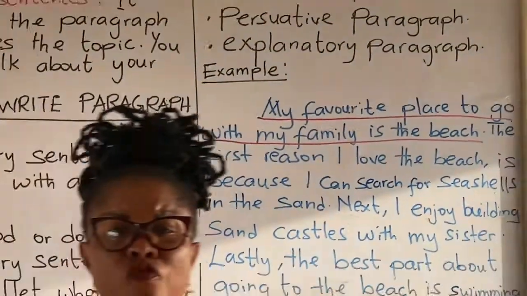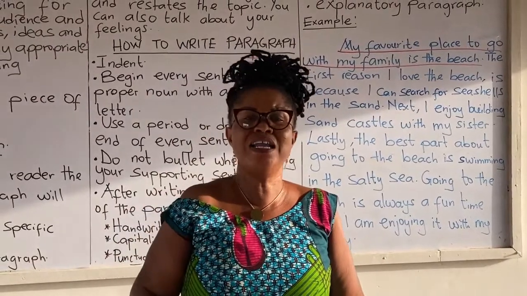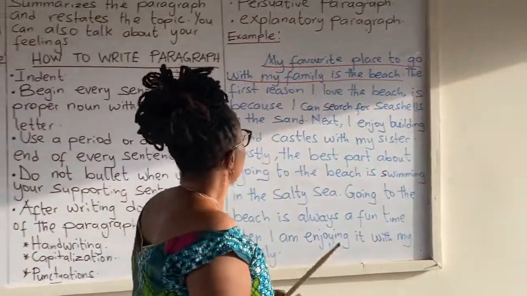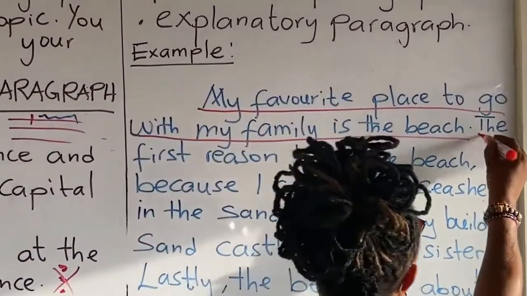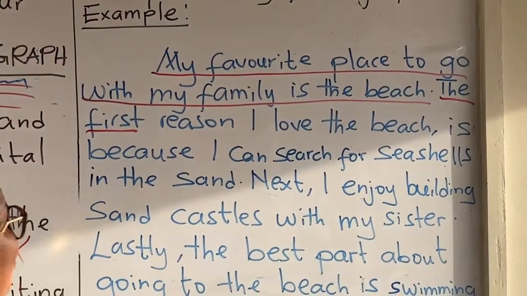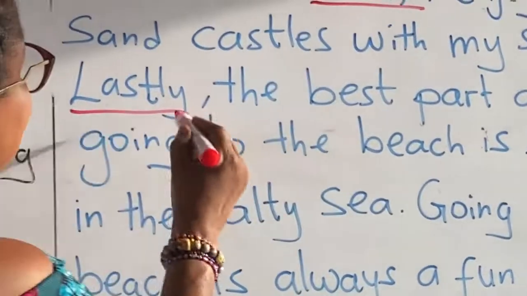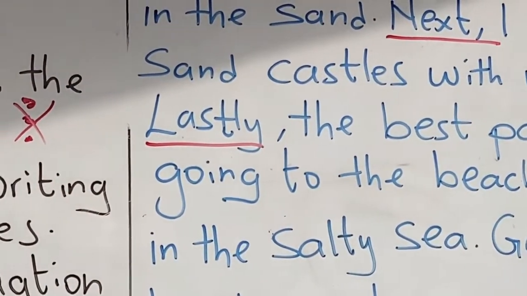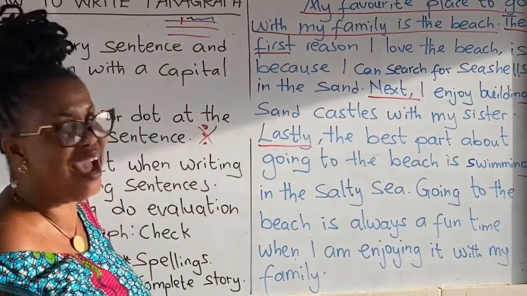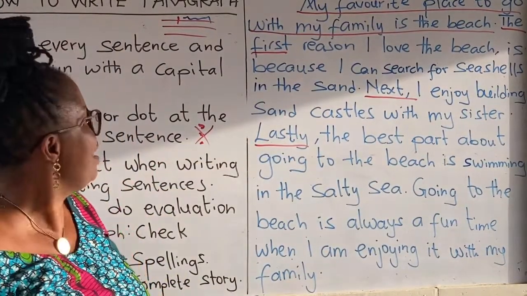Now, we are going to look for the supporting sentences. But before, let's look for the connectives to lead us to the supporting sentences. The first connective is the first. The next connective is next. Then the last connective here is lastly. All these lead us to the main idea. So we have three supporting sentences here.